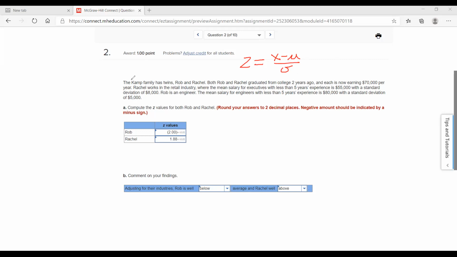And in this problem, we've got a couple of these to calculate. So we've got Rob and Rachel. They are each earning $70,000 a year. Rachel works in retail where the average salary is $55,000. So if we were going to do a z-score for Rachel, we would take the 70,000, compare that to the retail average of 55, and then the standard deviation is 8,000, and you just divide that by 8. And so for Rachel, you would end up with a z-value right around 1.88.